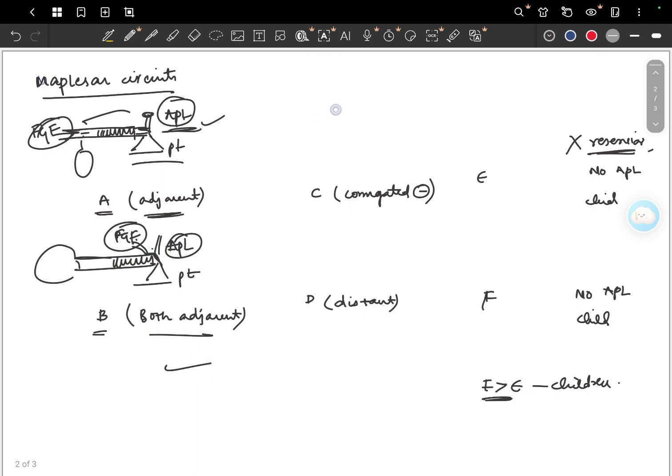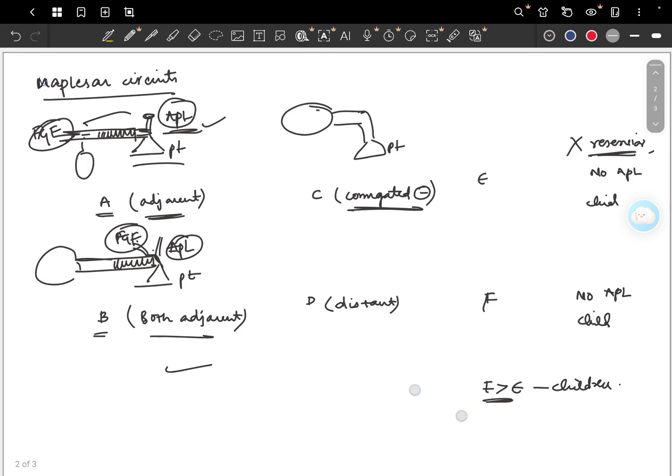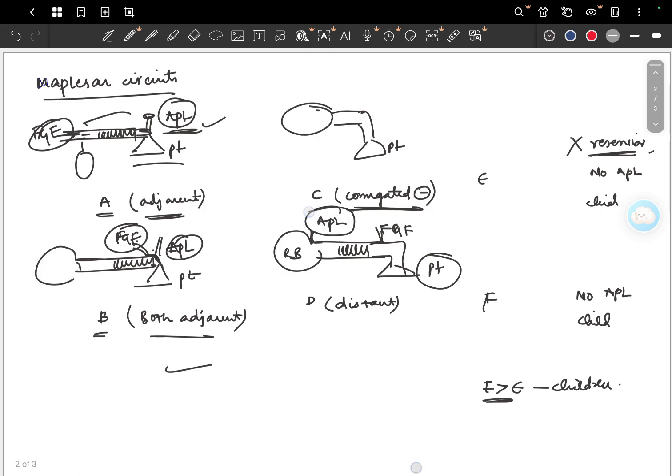Coming to C, here we have a bag, but we don't have a corrugated tube portion. So corrugated portion is absent. This is C. And coming to D, this is the corrugated portion. We have patient here. Then this is the free gas flow. We have reservoir bag. We have APL. So basically patient is here, APL is here. They're very far from each other, so they're distant. So this is how you'll be remembering Mapleson circuits, and this is all you have to remember.